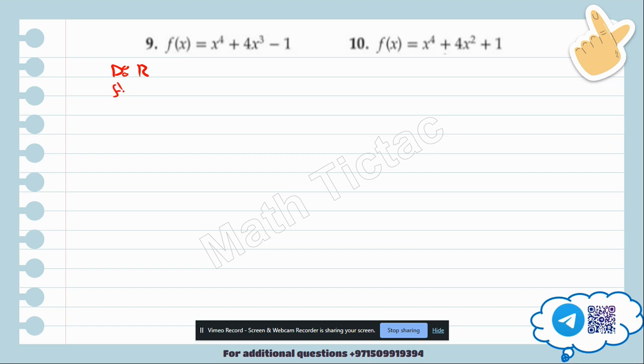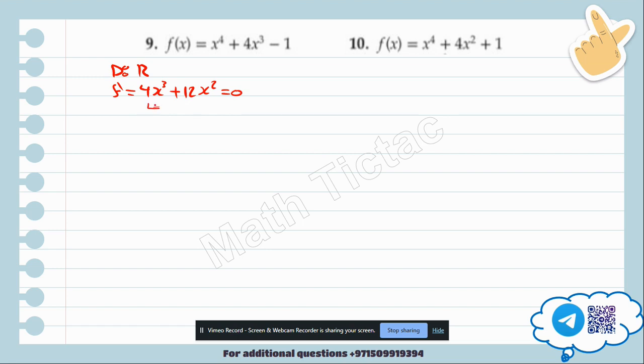So now we have to find the first derivative. The derivative is 4x to the power 3 plus 3 times 4, which is 12x to the power 2. Now we have to make the derivative equal to 0. For this, you can solve it directly or by factorizing, taking the greatest common factor, which is 4x squared. Or you can use the calculator for doing that as you like.